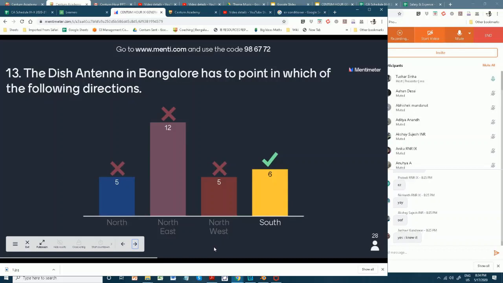Anyone can unmute and say, I will be really happy if someone can explain this. It's related to geography, it's related to astronomy, it's related to science. Anyone? Those six who got it correct, was it guesswork? Janvi, do you know why it is pointing towards south?